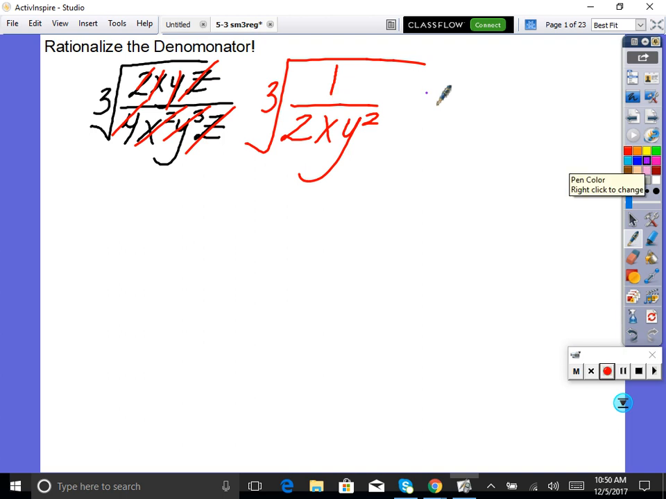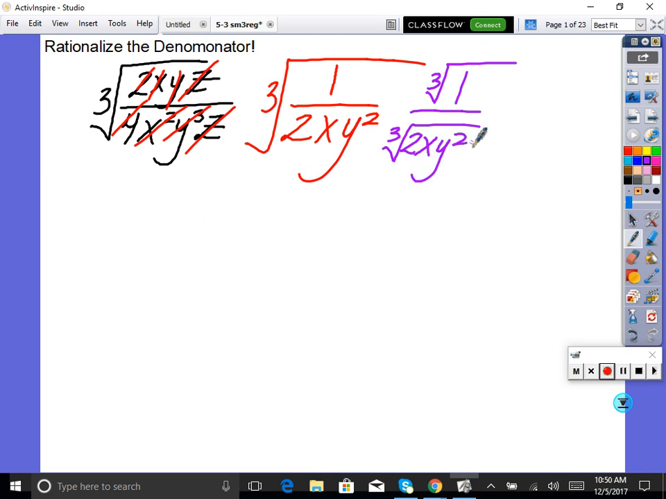So now I would split it up. We have the cube root of 1 divided by the cube root of 2xy squared. And now we would rationalize the denominator. So remember, to get a cube root to cancel out, you need everything to be cubed. So we're going to multiply by the cube root of how many more 2's do we need? 2 more to make it 2 cubed.